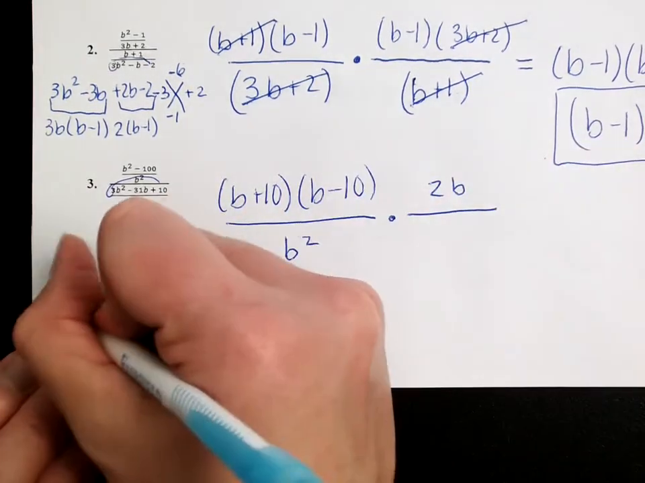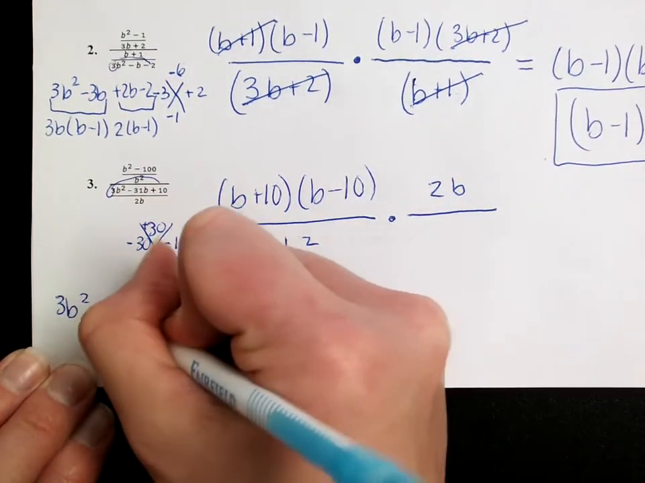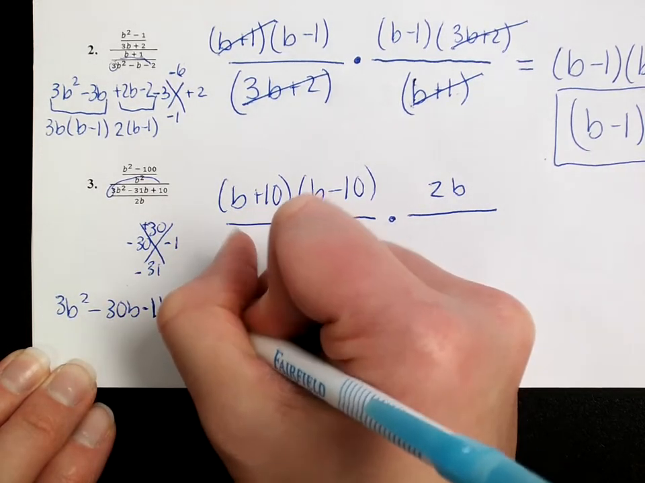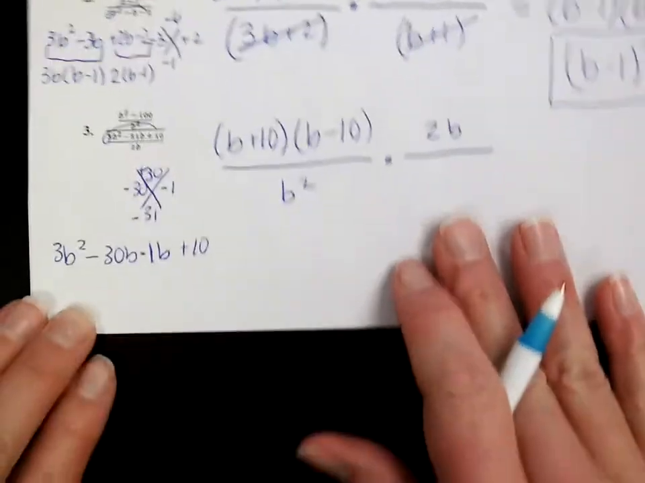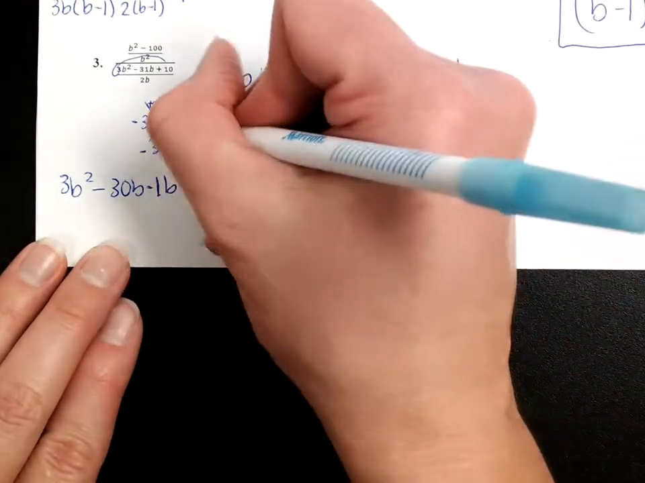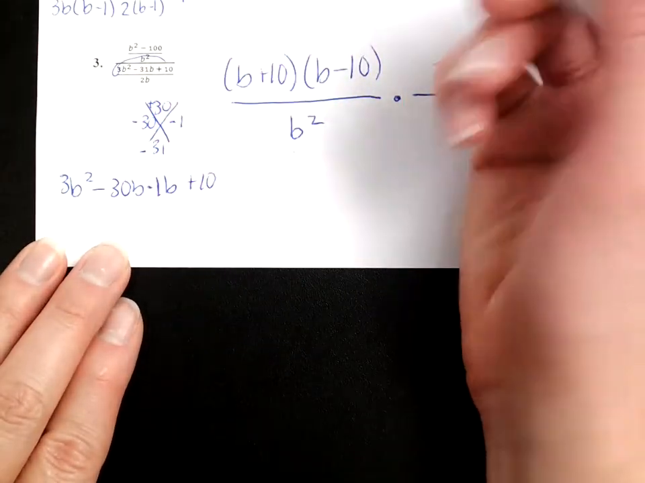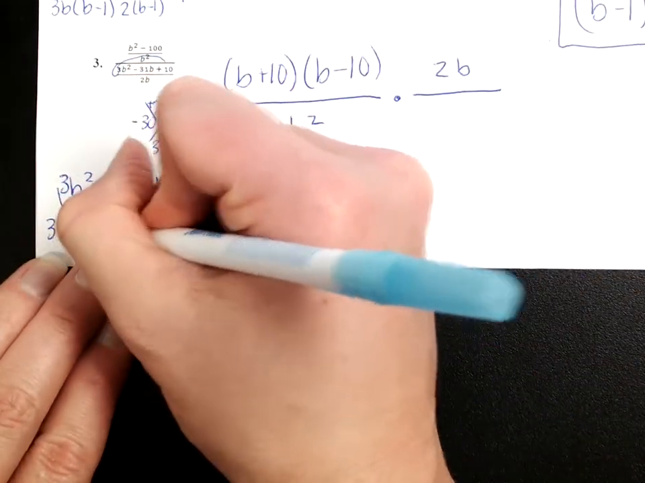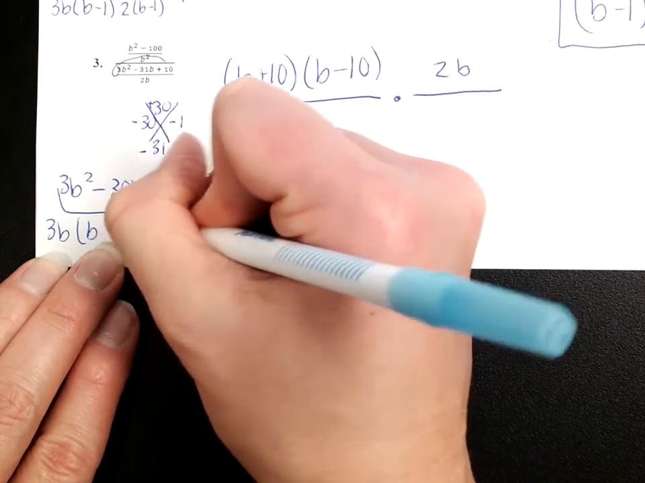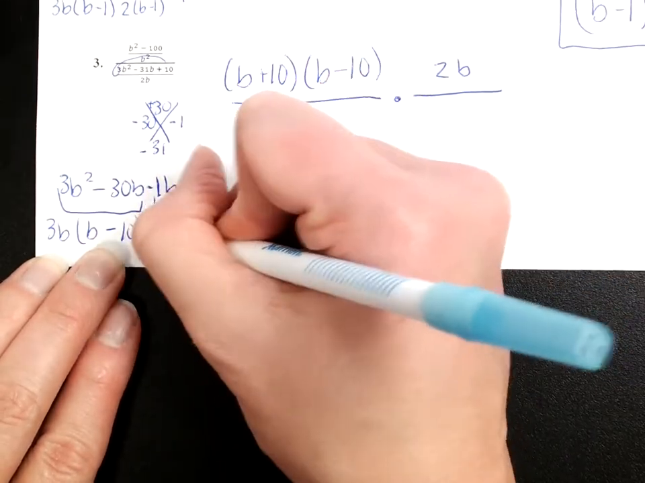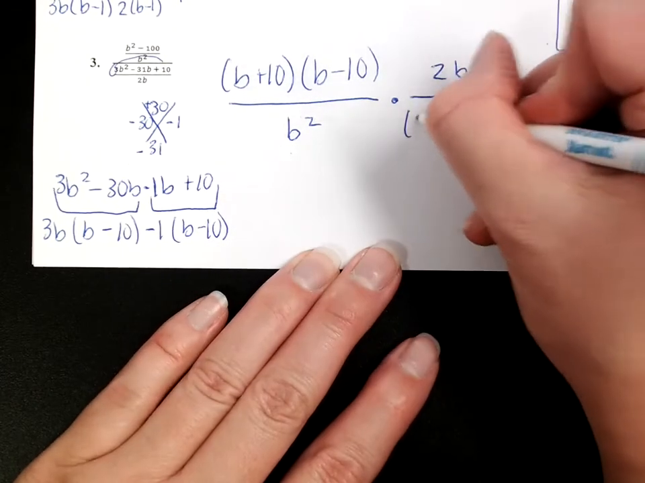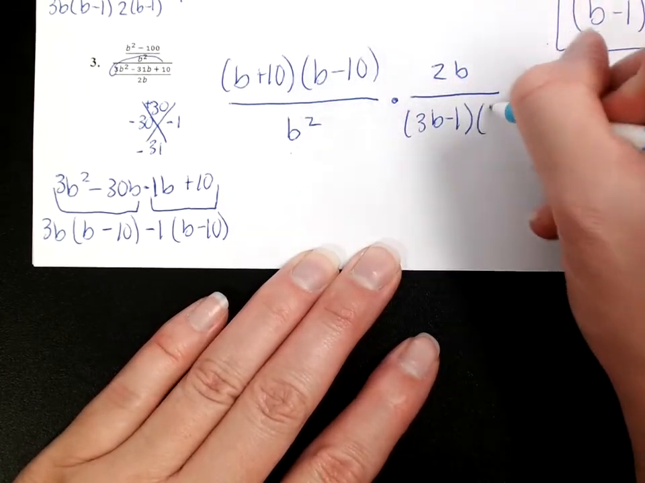When I do my grouping, 3b squared minus 30b minus 1b plus 10. Factor here, I could take a 3b out. That leaves me with a b minus 10. Here, I can take a negative 1 out. That leaves a b minus 10. So my two factors are 3b minus 1 and b minus 10.